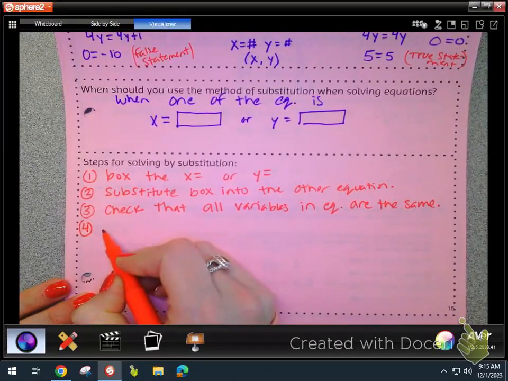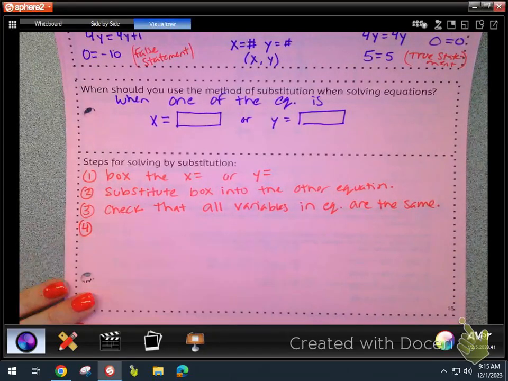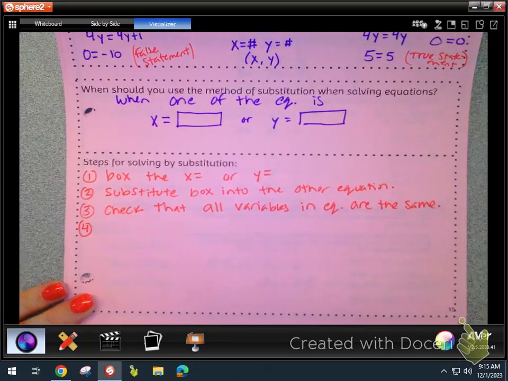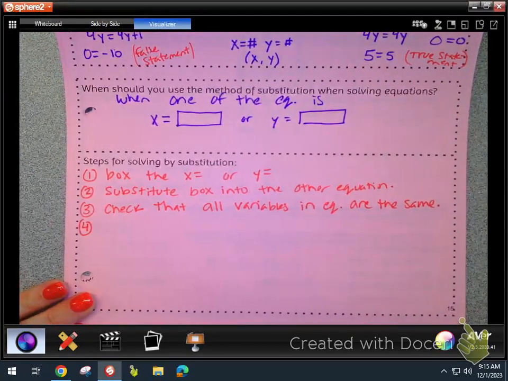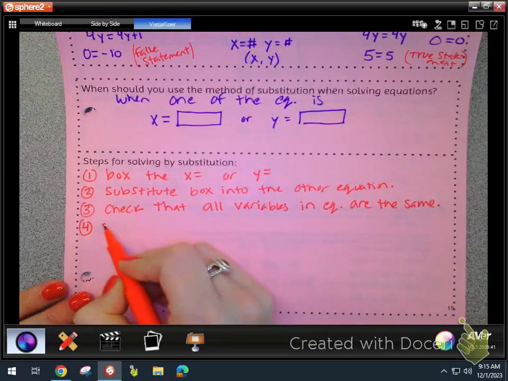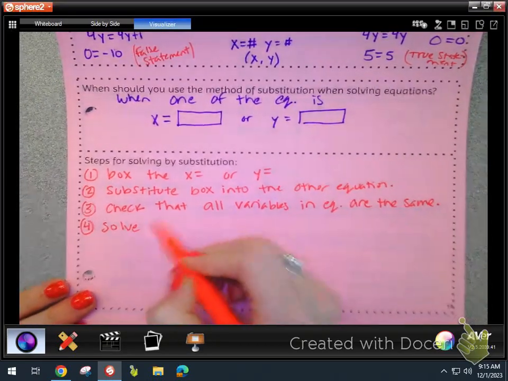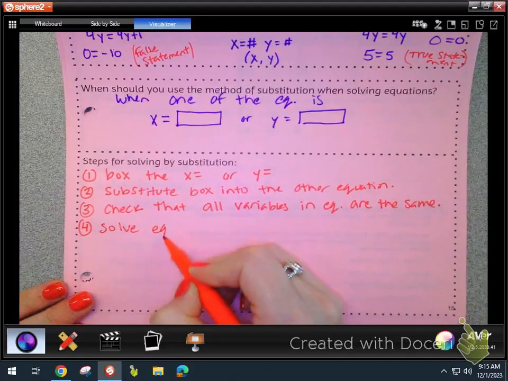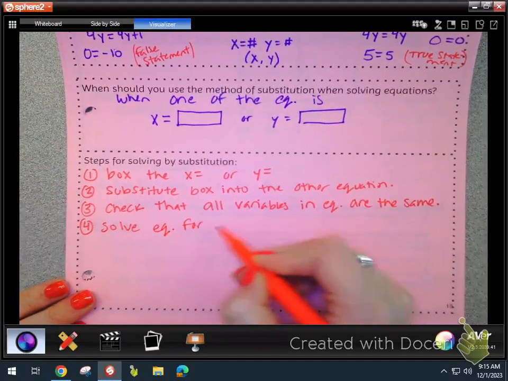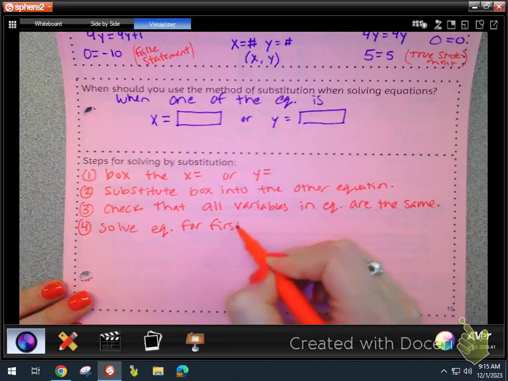Step. Why must we box? I just put a box around what I'm plugging in for. You don't have to do that if you don't want to, but that's just the way that I always show it. After you sub it in, now you're going to solve the equation for the first variable.